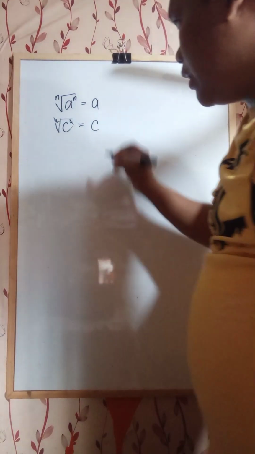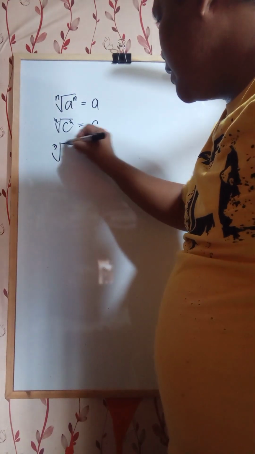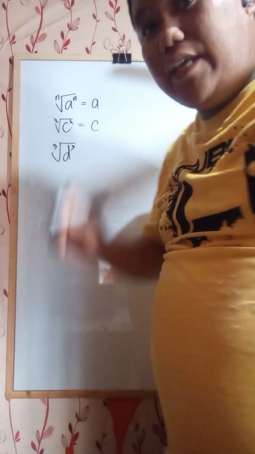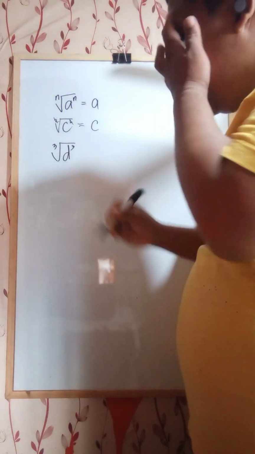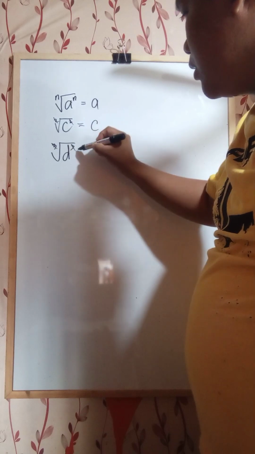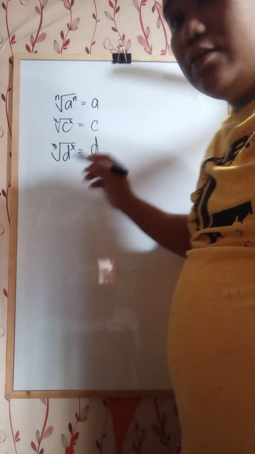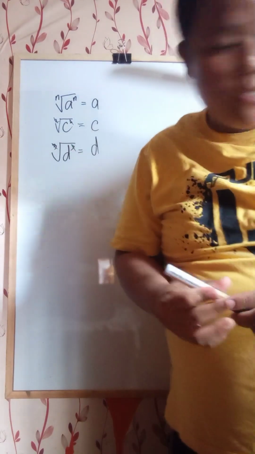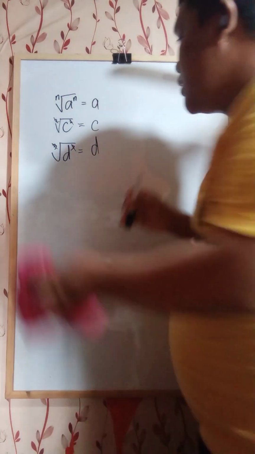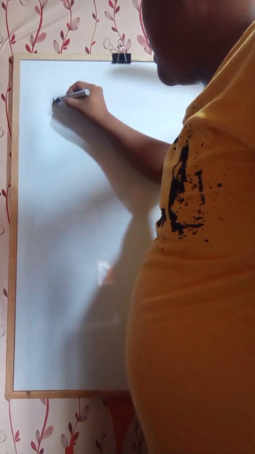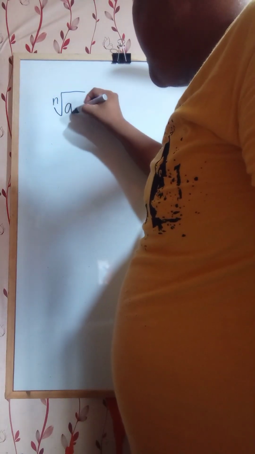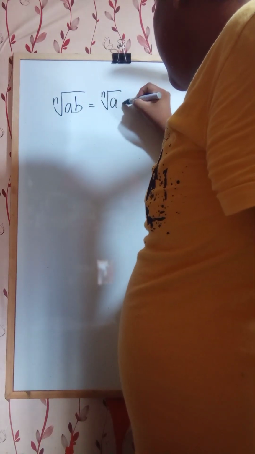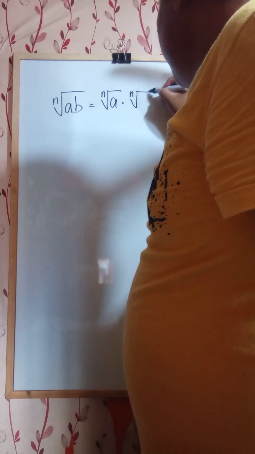Another one: the cube root of d to the power of 3, or the cube root of d cube. You cancel out, so that is equal to d. So the first law on radicals is very easy. Let's go now to the second one. The second law is the nth root of ab, which equals the nth root of a times the nth root of b.